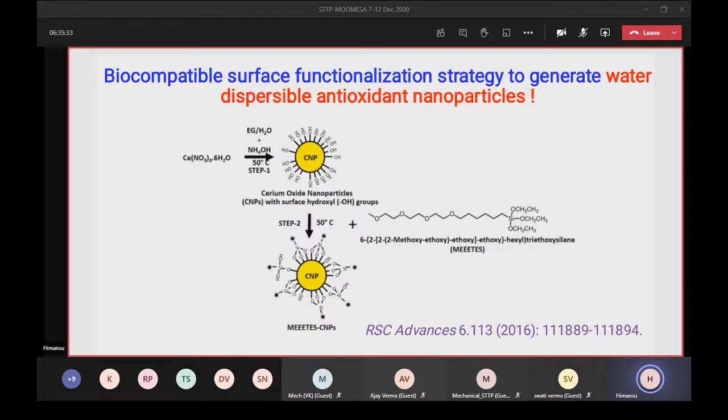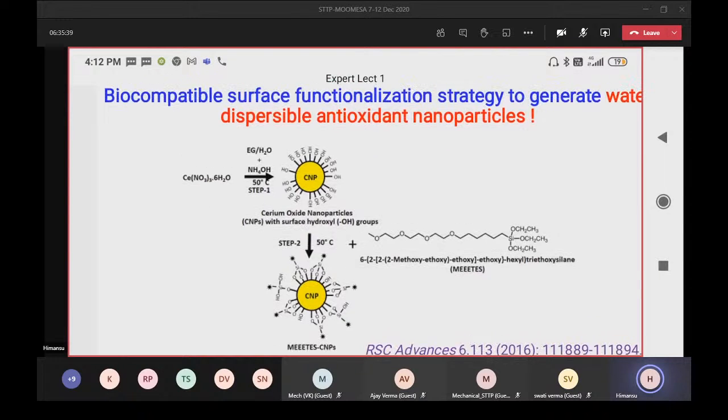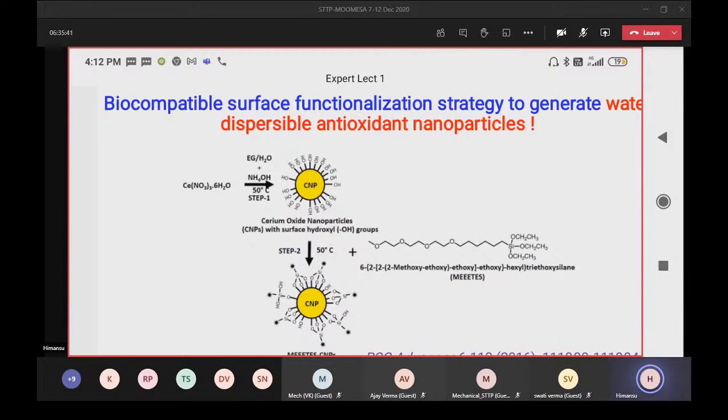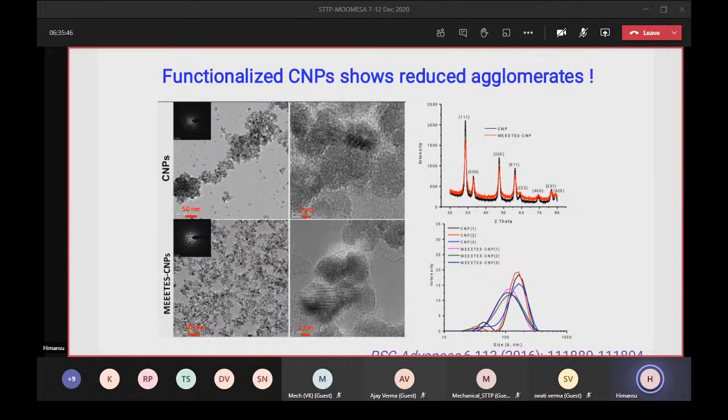The big problem with nanoparticles is agglomeration, right? So we need to avoid agglomeration for biological usage. This is very important. If you see our next slide, you can see what we got. The CNP, when naturally synthesized, form big agglomerates. But when we use this kind of ligand, you see almost no agglomerates. That means agglomeration could be nullified almost completely, so we do not get any agglomerated structure.